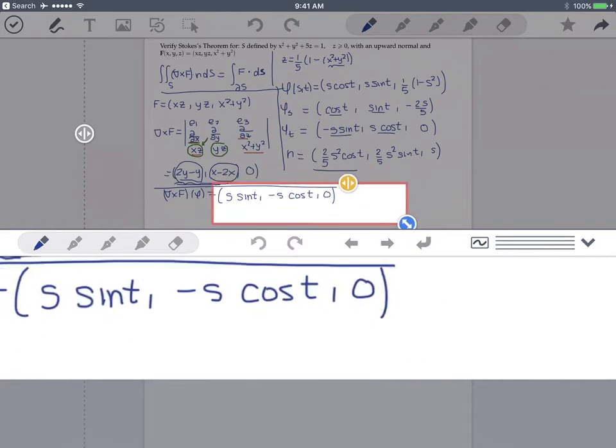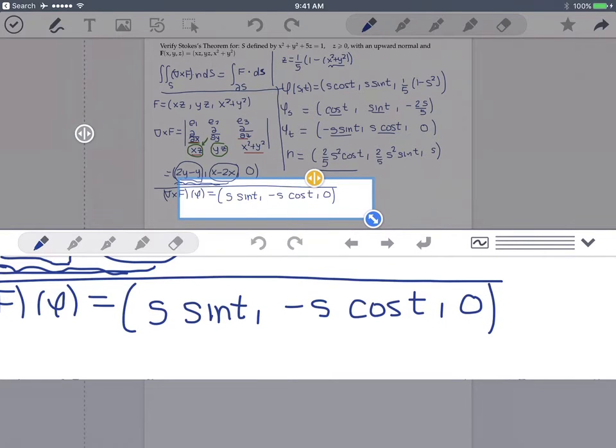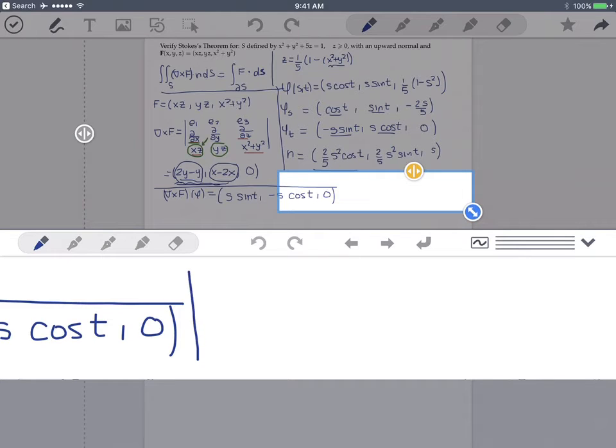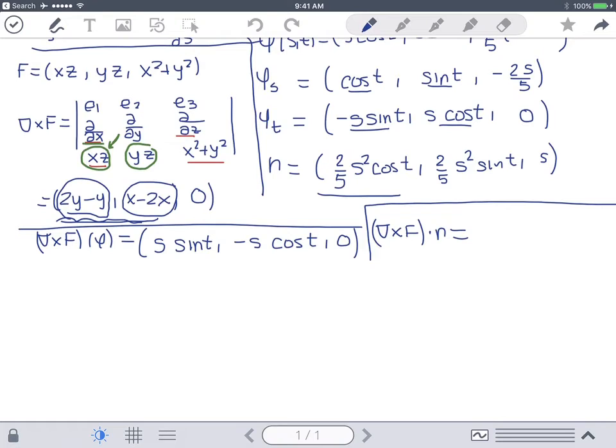Okay, and now what I need to do is find, I'll do it right here. Sorry, it's a little bit all crammed here, but space is important here. All I need to do now is find nabla cross F, evaluated in phi, I already have that, dot n. Well, I have those two guys right here. Right, I'm going to do the dot product of these two terms, and grab a different color here.